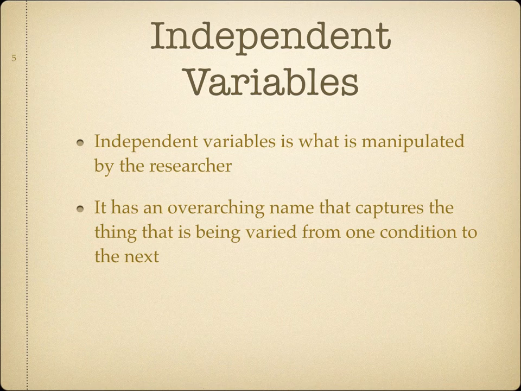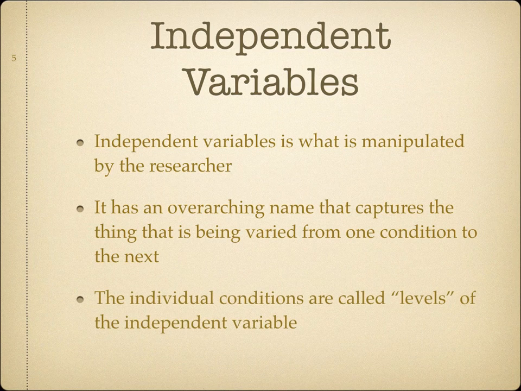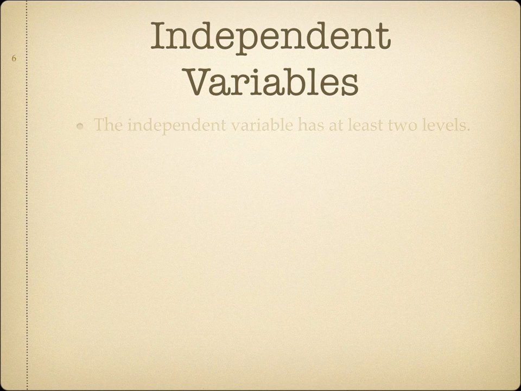And it has usually an overarching name that captures the thing that's being varied from one condition to the next. The individual conditions are called the levels of the independent variable. The individual conditions are the levels. This is very important that we distinguish between levels and the variable itself. I assure you, this is something I test on.